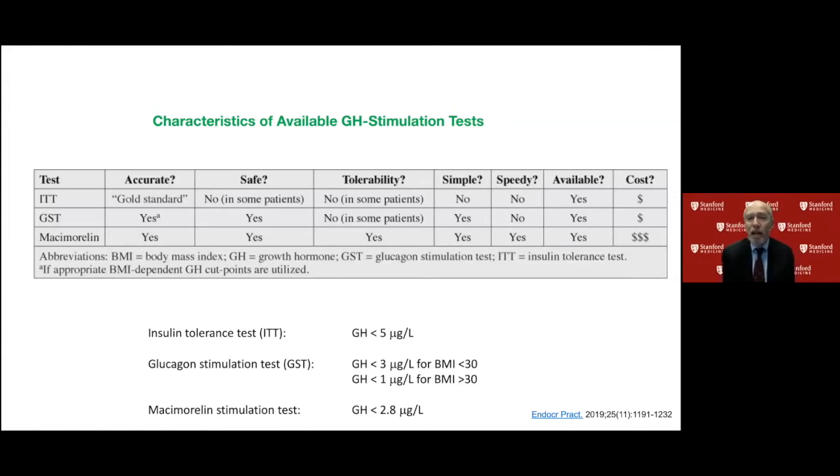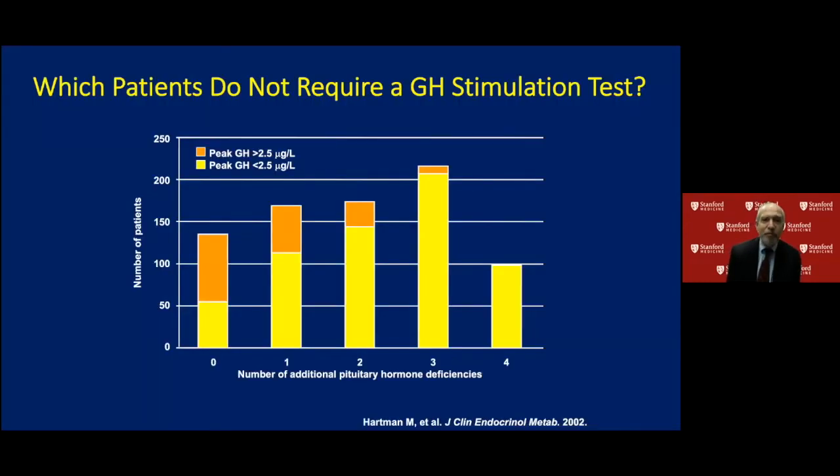So when we give these tests, we measure multiple samples of growth hormone, and we have different cutoff values. For the insulin tolerance test, as long as all the growth hormone levels are less than 5, we say that the patient is growth hormone deficient. For the glucagon stimulation test, we found that there are changes depending on whether the patient is obese or not. If the patient is not obese, the growth hormone can go as high as 3 and still have growth hormone deficiency. But for obese patients, the cutoff is 1. And for macimorelin, the cutoff is less than 2.8.